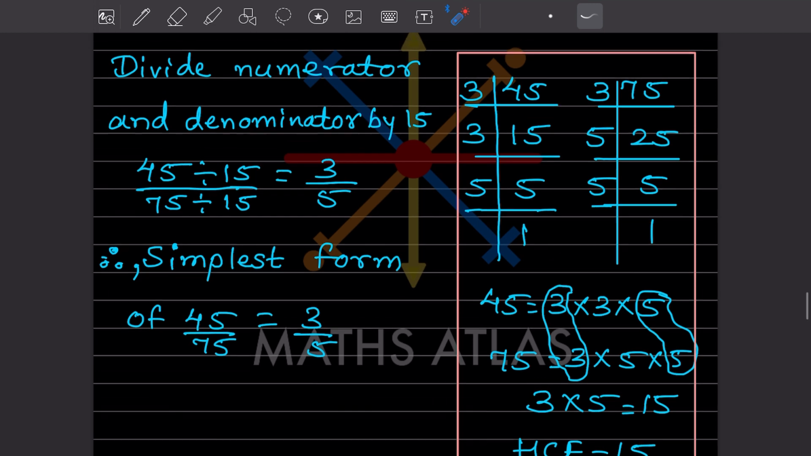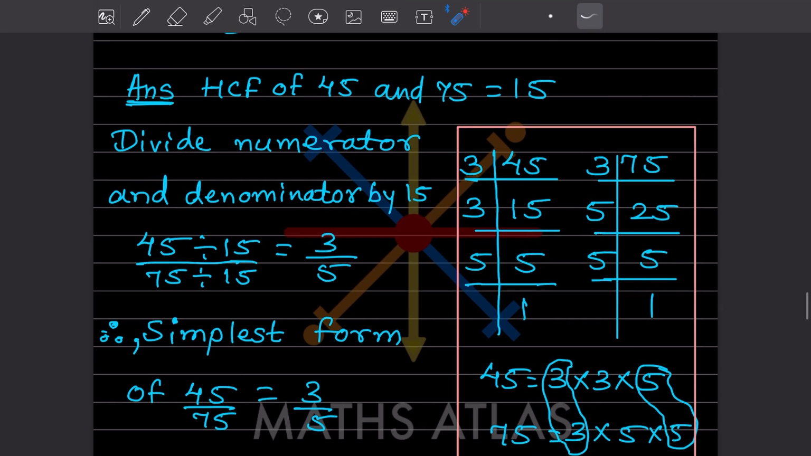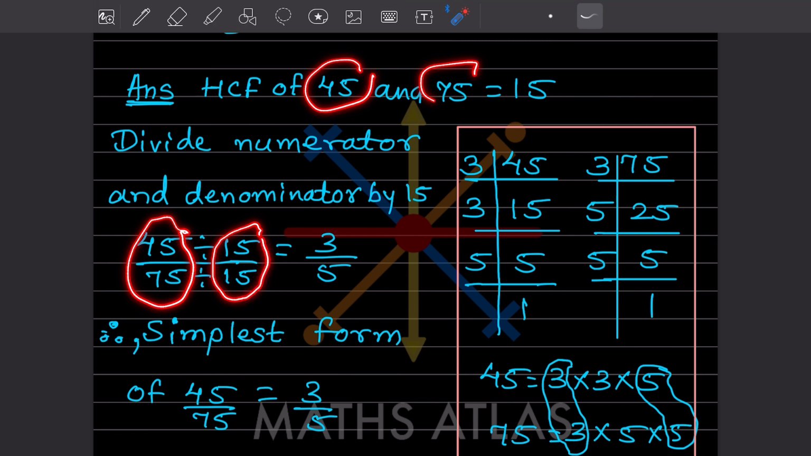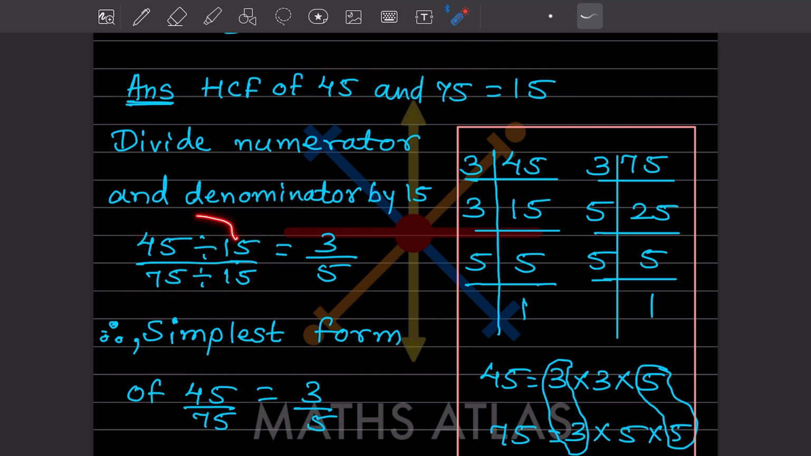Okay, now look here. You got 15, right? This was 45 over 75. Whatever HCF you got, you are going to divide the numerator and denominator by 15. So 15 3s are 45, and 15 5s are 75. So 3 by 5 is the answer, which is the simplest. You cannot simplify this further.